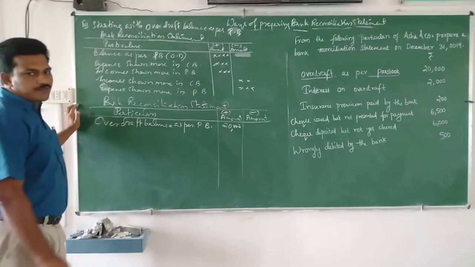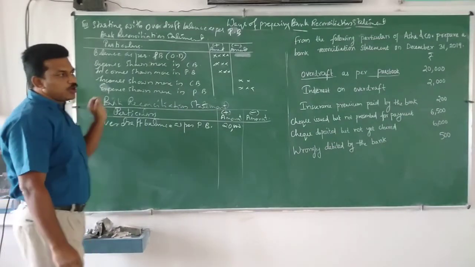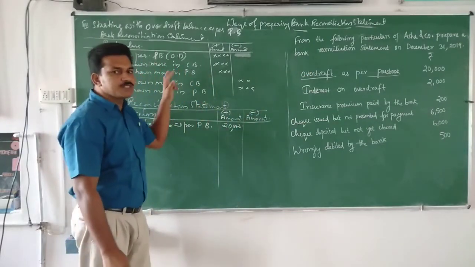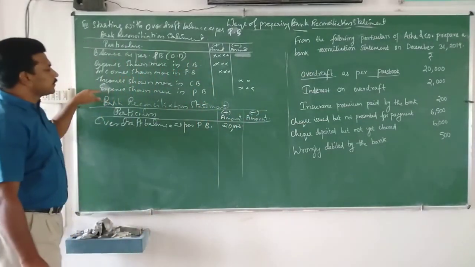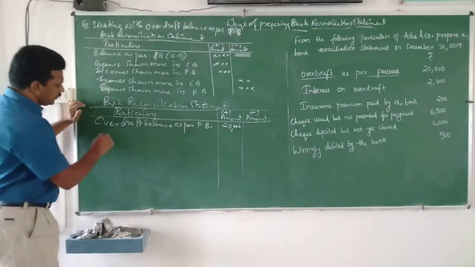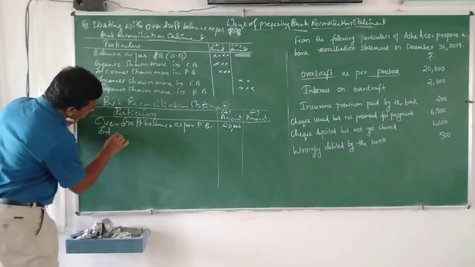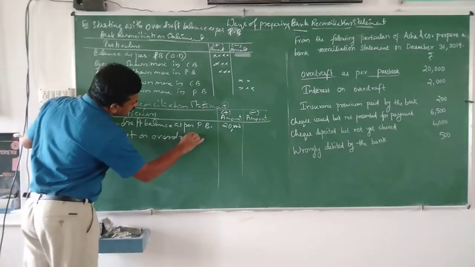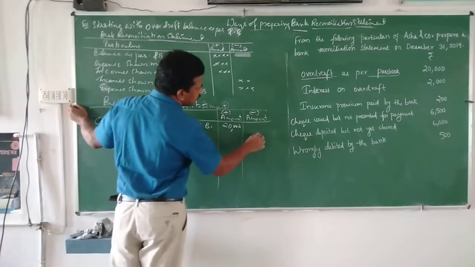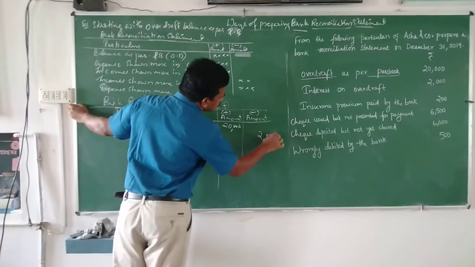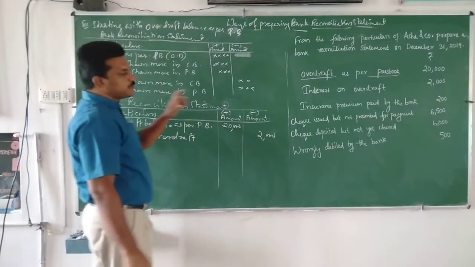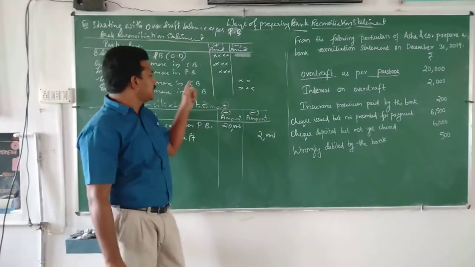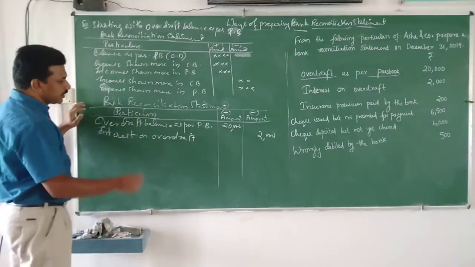Interest on overdraft, it's an expense. Who will charge interest on overdraft? Bank will charge. So it is an expense charged by the bank, shown in passbook. Interest on overdraft can be deducted, 2,000. Then insurance premium paid by the bank is also an expense paid by the bank. Expense shown in passbook can be deducted.